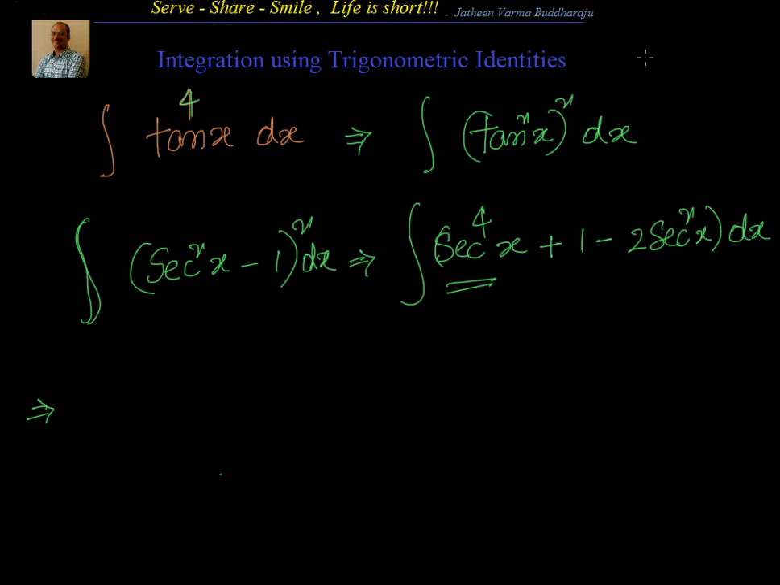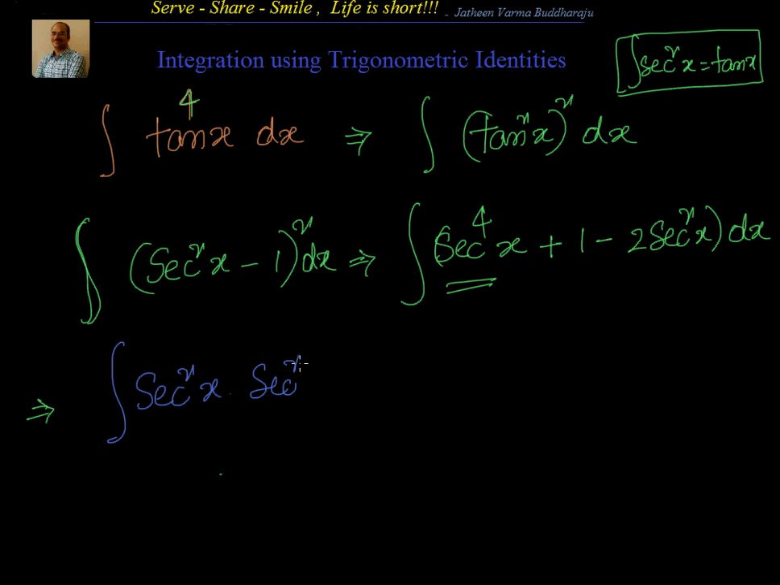And the integral of secant square x, we know already, is nothing but tan x, because the derivative of tan x is secant square x. Okay, now let's go back to the next step. We'll write it as integral of secant square x into secant square x dx plus integral of 1 minus 2 integral of secant square x dx.